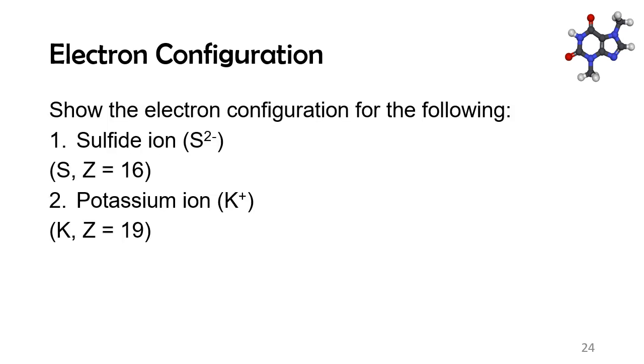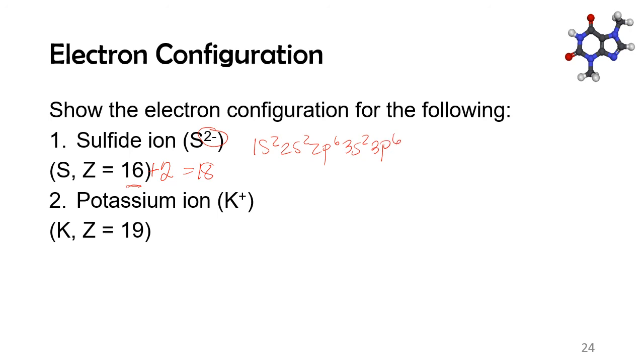Let's use sulfur and potassium as examples. Neutral sulfur has an atomic number of 16. The sulfide ion gained 2 electrons. So we add 2 electrons to sulfur's atomic number, which gives us 18. The electron configuration for the sulfide ion can then be written as 1s2, 2s2, 2p6, 3s2, 3p6.